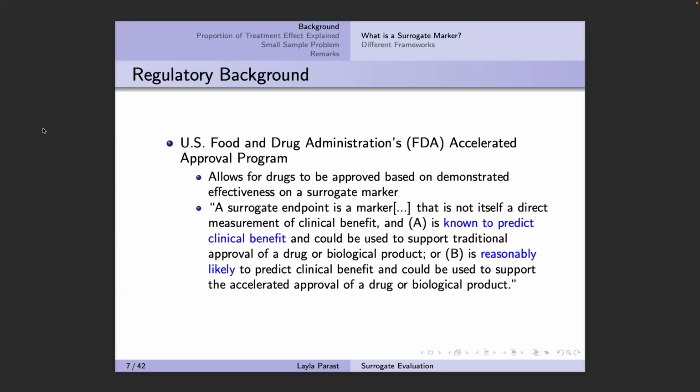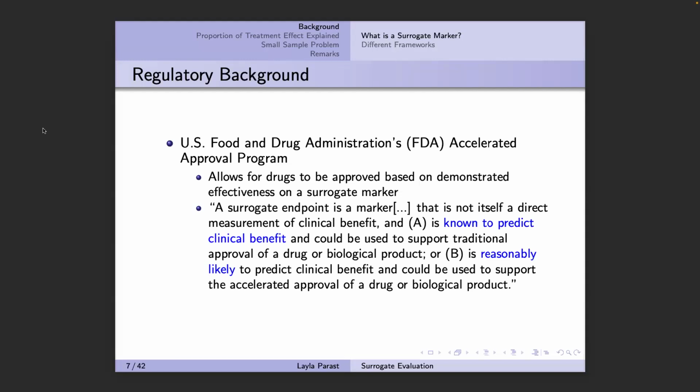So a reasonable question you may have is, can you even get a drug approved based on a surrogate marker, right? And the answer in the US is yes. So the FDA has an accelerated approval program that specifically allows for drugs to be approved based on demonstrated effectiveness on a surrogate marker. But this is how they define a surrogate. They say a surrogate endpoint is a marker that is not itself a direct measurement of clinical benefit and is either known to predict clinical benefit and could be used for traditional approval, or is reasonably likely to predict clinical benefit and could be used to support the accelerated approval. So it's that second part that we're interested in.